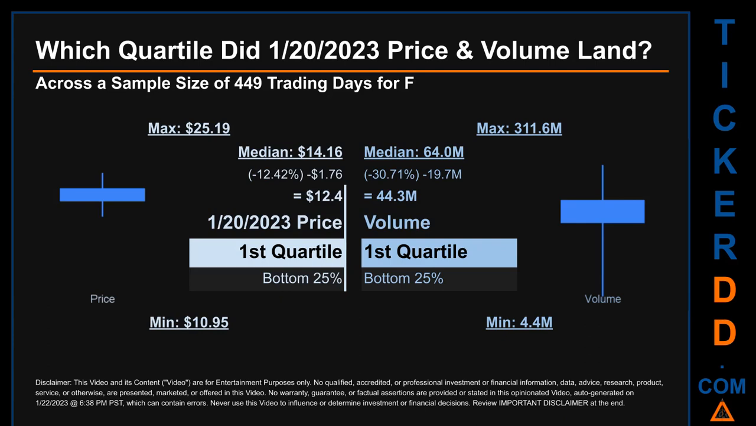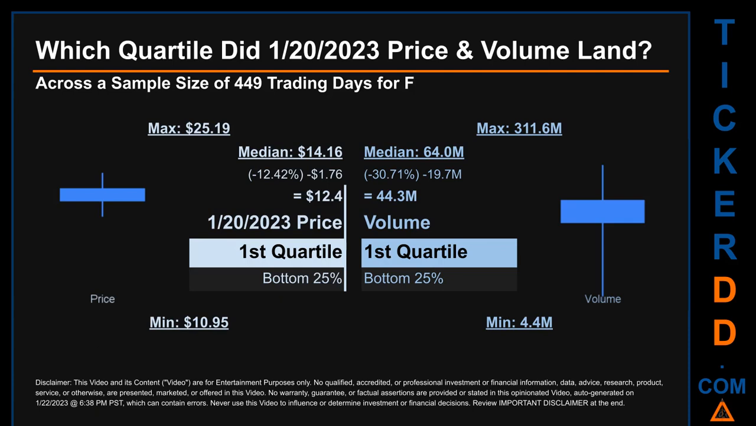Which quartile did January 20th, 2023 price and volume land? Across a sample size of 449 trading days, the maximum end of day price for F was $25.19 while the minimum was $10.95. Within that price range, January 20th, 2023 price of $12.40 landed within the first quartile, meaning it was within the bottom 25% of all sampled end of day prices.